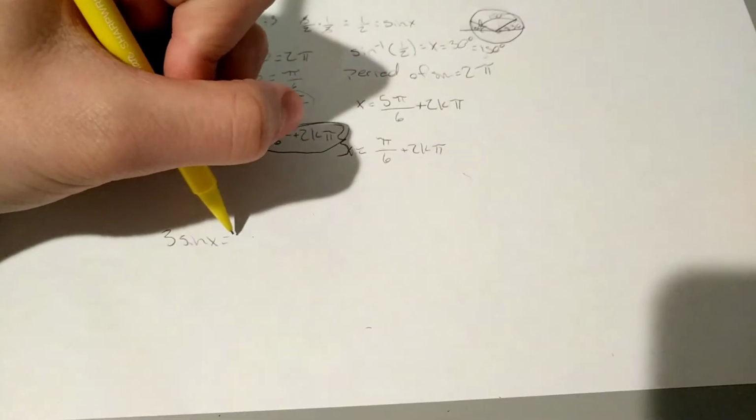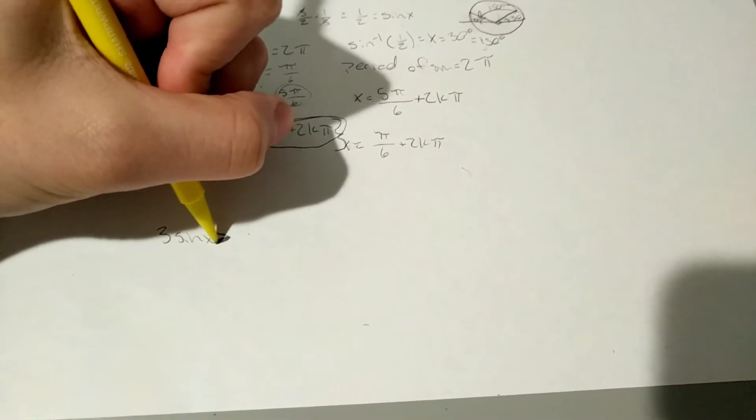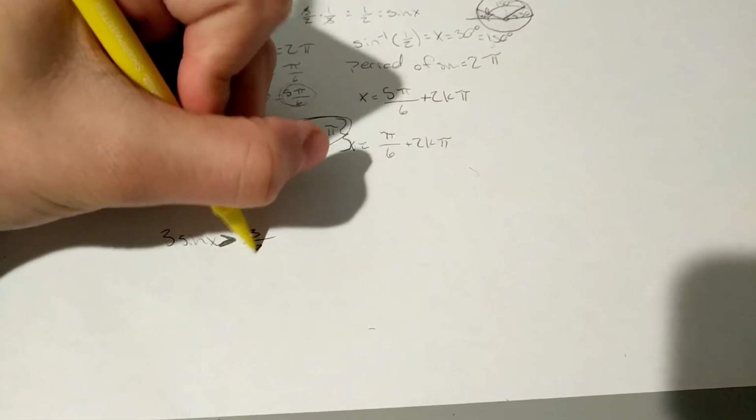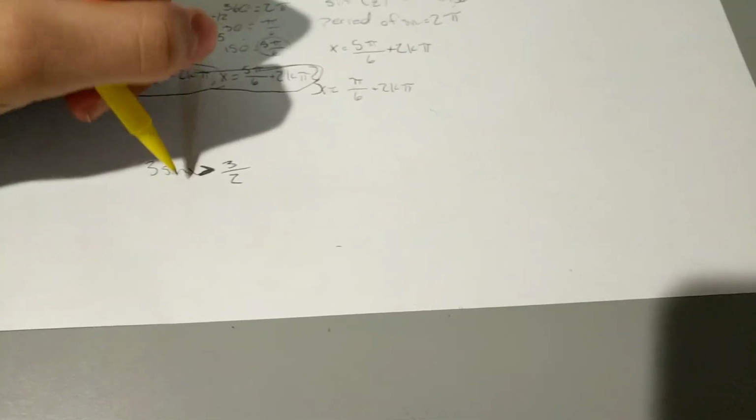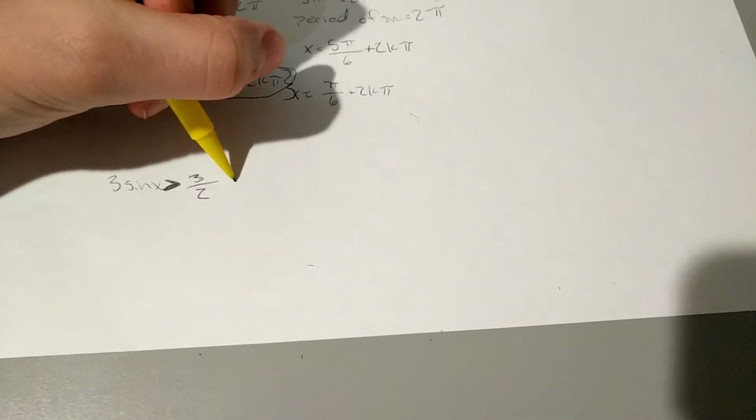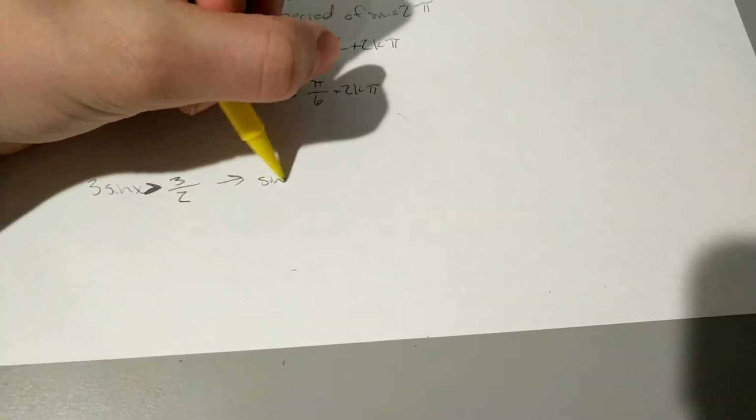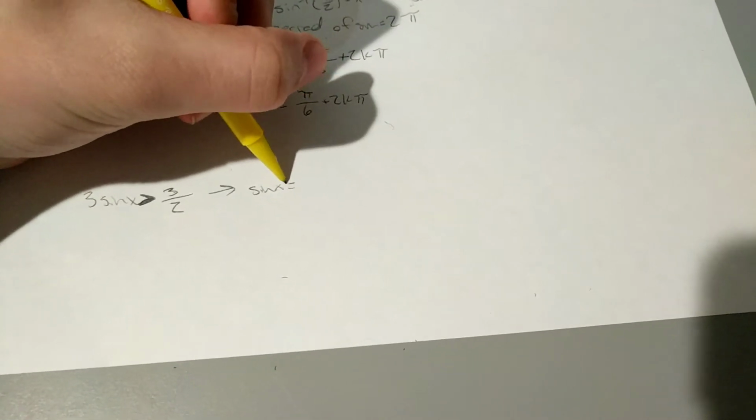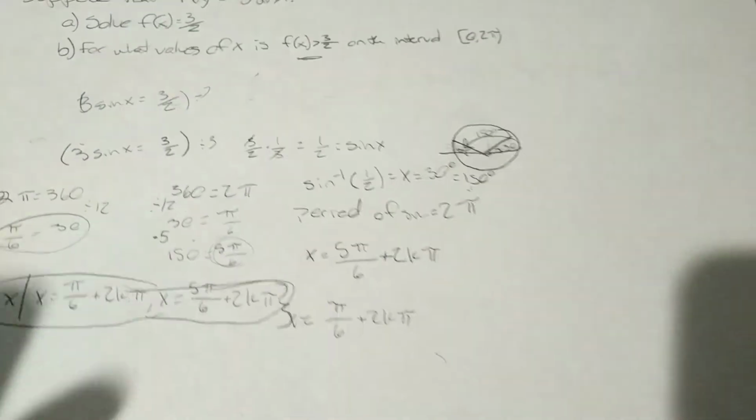So it's just greater than 3 over 2. Okay, so it needs to be greater than 3 over 2. Now let's note that that means that sine of x is greater than 1/2, as we showed above when we divided by 3.